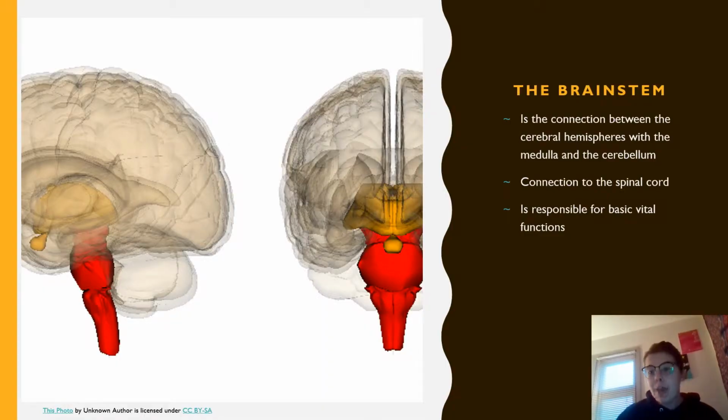The brain part that I picked was the brainstem. It is the connection between the cerebral hemispheres with the medulla and the cerebellum. It is also part of where the brain connects to the spinal cord, and it is responsible for an individual's basic vital functions. These basic vital functions would be breathing, swallowing, heart rate, blood pressure. You also have your consciousness, and this is all going on whether you're awake or you are asleep.